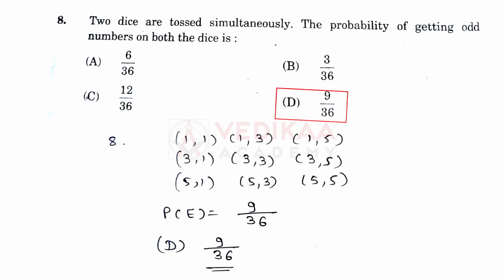Question number 8. Two dice are tossed simultaneously. Find the probability of getting an odd number on both. What are the favorable events when there is an odd number on both? Here you can see 1,1; 1,3; 1,5; similarly 3,1; 3,3; 3,5; and 5,1; 5,3; and 5,5. These are the favorable events out of a total of 36 events. So the required probability is 9 upon 36. So the correct option is D, 9 upon 36.